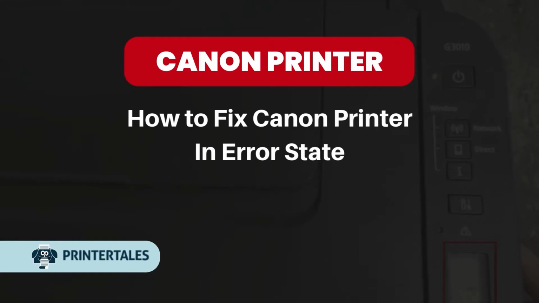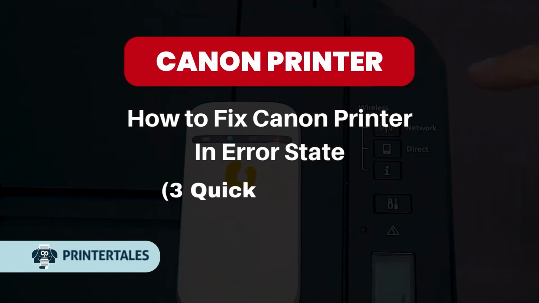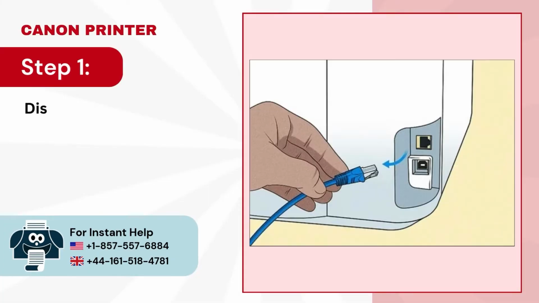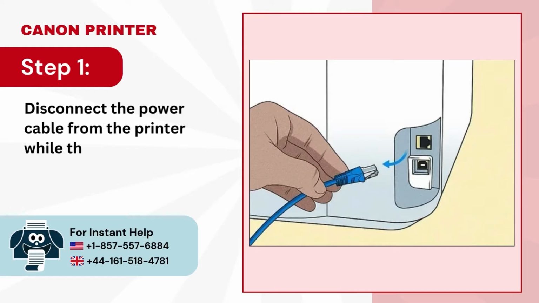How to fix Canon printer in error state. 3 quick solutions. Method 1, reconnect printer. Step 1, disconnect the power cable from the printer while the printer is still on.